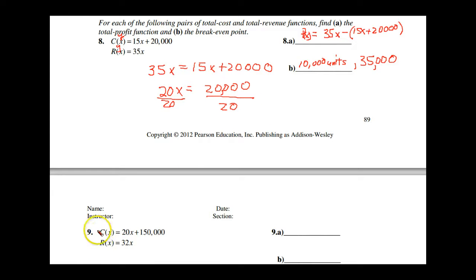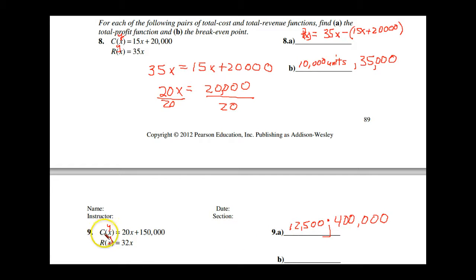All right, let's go on to number 9. Number 9 is going to be very similar. It's just that 32x equals this. Remember, these are y. And it's going to be this minus that. And for number 9, for part B, the answers are going to be 12,500 and $400,000. Wow. We're talking about big money here.